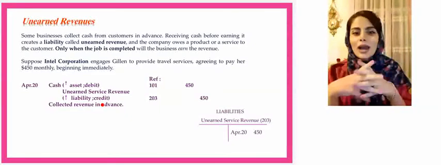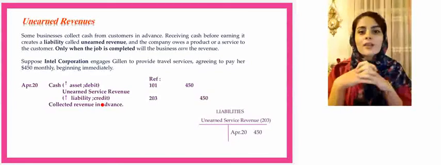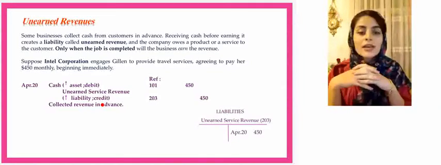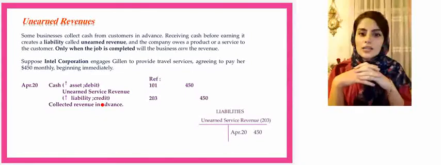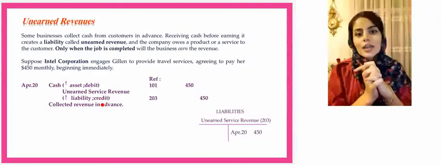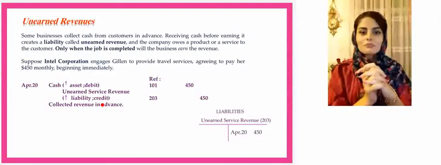First, I want to talk about unearned revenue. Then we have an example which includes the whole chapter. And then we have the adjusted trial balance. And then some ethical issues in accrual accounting.